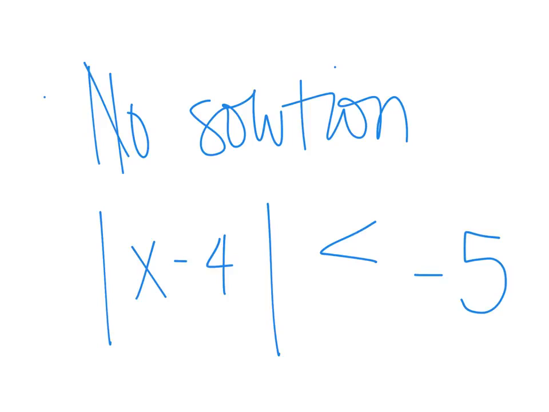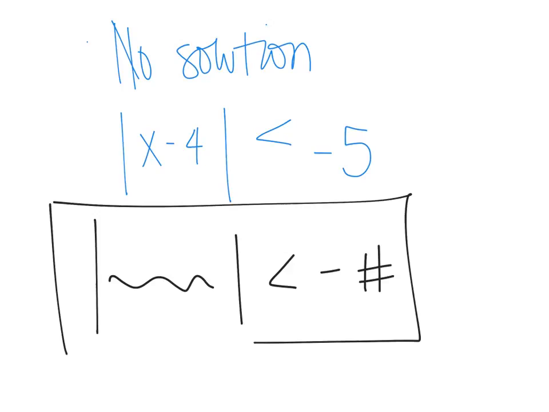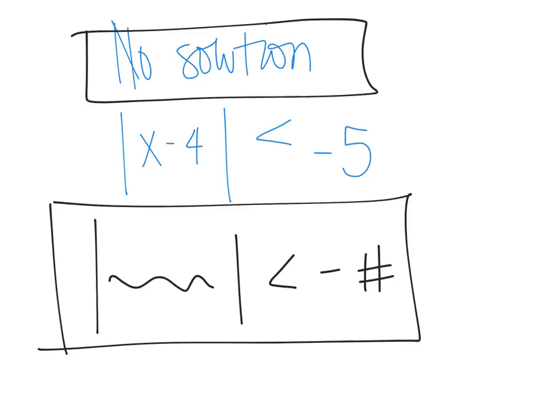Because think about absolute value. When you put something in the absolute value symbol, it's always going to come out what? Positive. Positive numbers can never be less than negative numbers. Ever. So just to give you a generic rule, if you have the absolute value of something, it can never be less than or equal to a negative number. If you have this, it is automatically no solution.